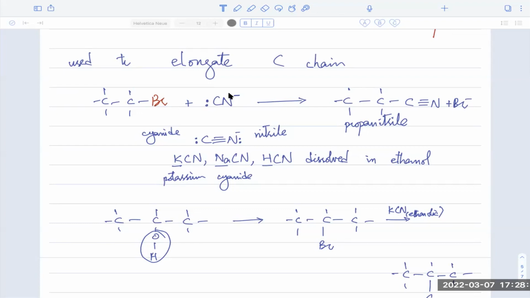Now we are on to what halogen alkanes are used for. So we are done with how you make halogen alkanes. We've seen six methods to that, but now we are moving on to how we can use halogen alkanes and what we can produce from them.